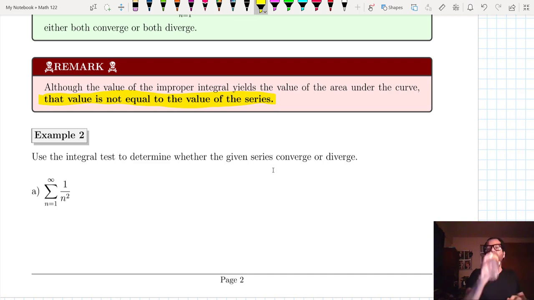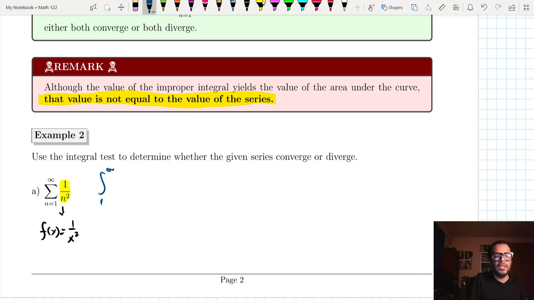Okay, so let's look at this one example. All right, so let's see. I'm going to relate this a sub n as a corresponding f of x. So this tells me f of x equals 1 over x squared. And I'm going to evaluate the improper integral that relates to that. So the integral from 1 to infinity of 1 over x squared dx.